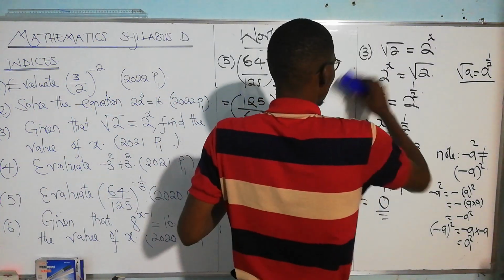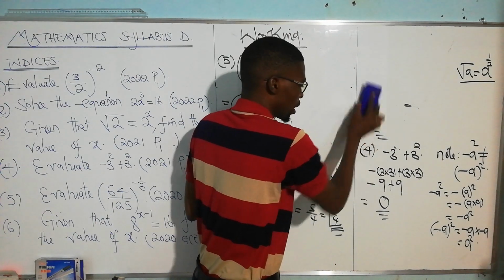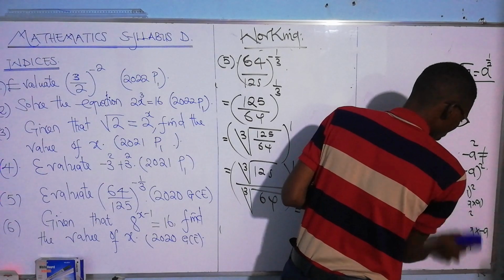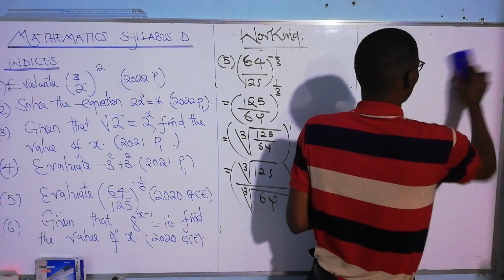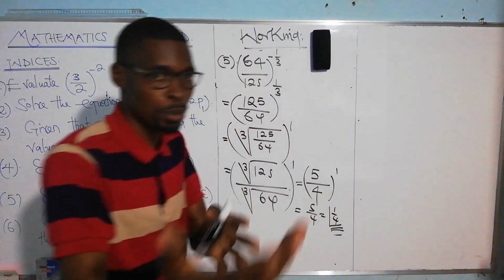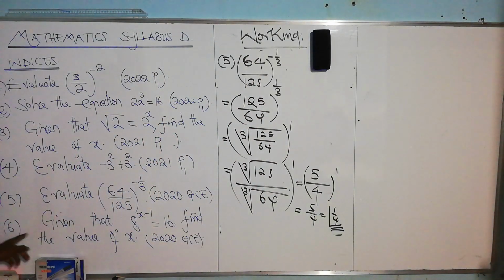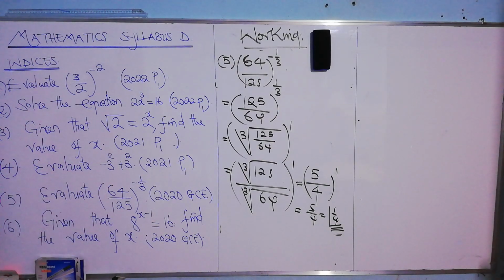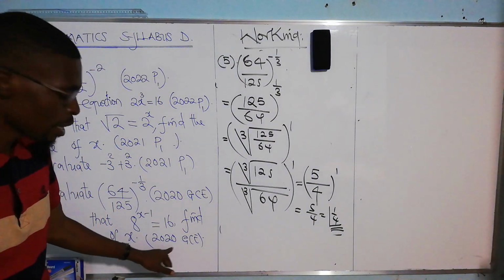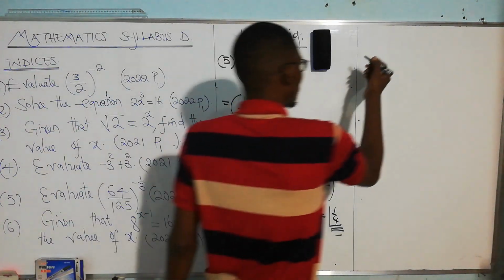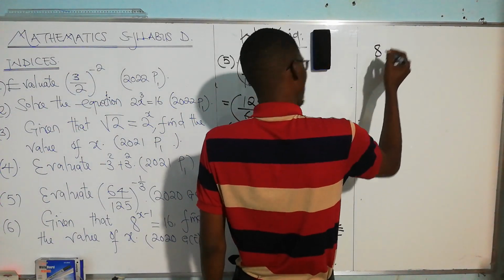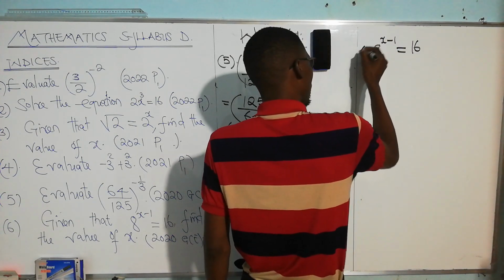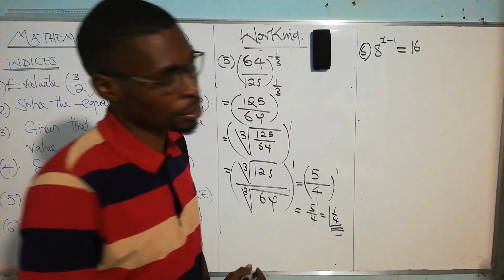Alright, now we are winding up. We are now winding up by looking at the last question, but not the least, as it contains a very important concept as well, which I believe is going to be of help to you. So that's question 6, saying, given that 8 to the power x minus 1 is 16, find the value of x. This is coming from 2020 GCE. So the question is 8 to the power x minus 1 is giving us 16. Let us solve for the value of x.